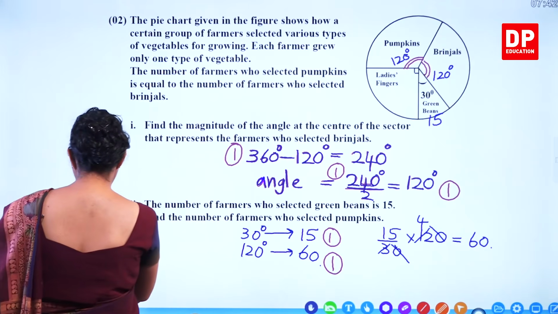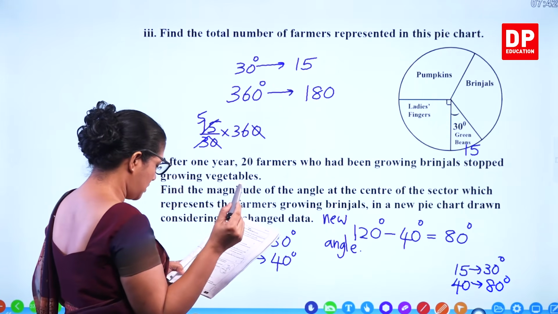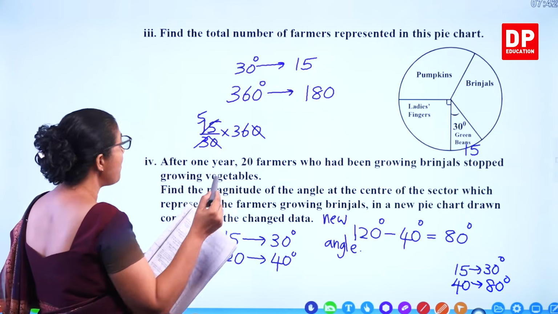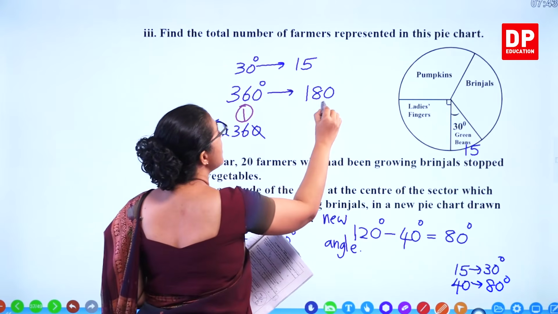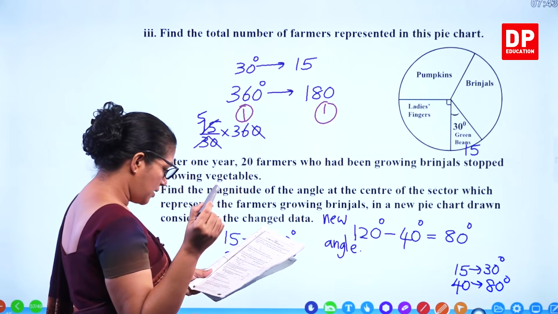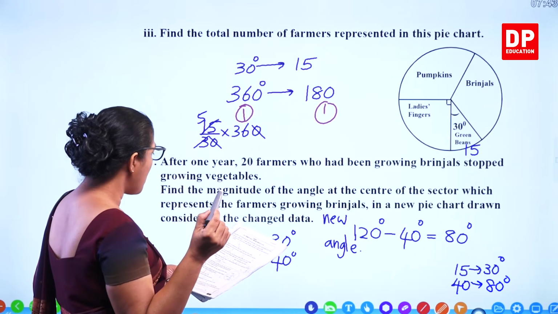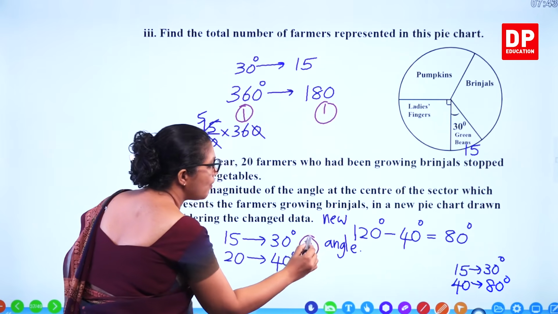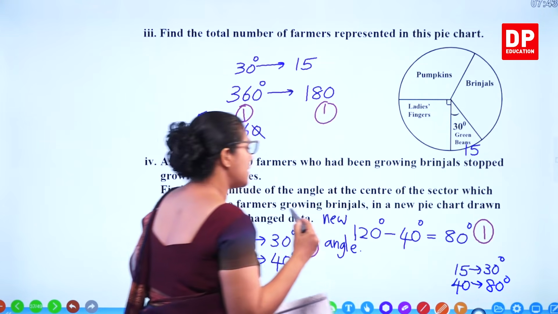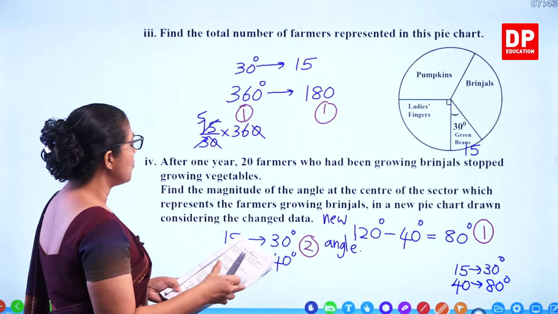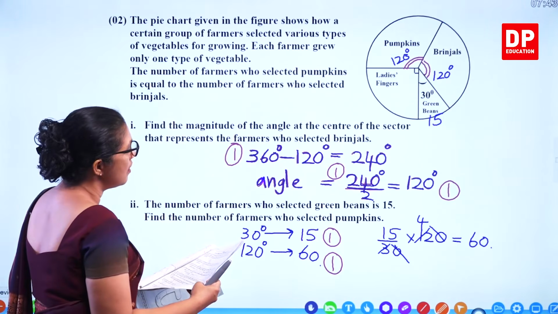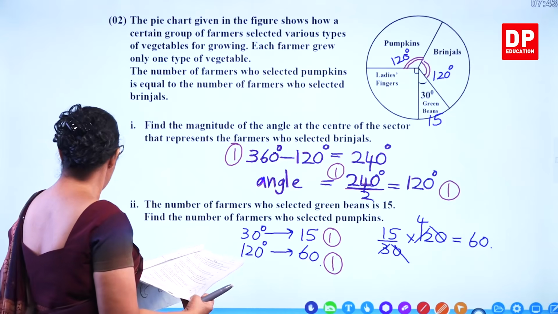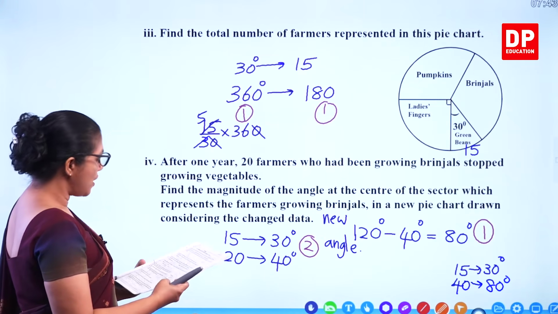And for the third part, you are getting another 2 marks. So the answer is 180. So 1 mark for this method and 1 mark for the answer. And the last one, you get 3 marks. How do you get 3 marks? You get 2 marks for this method and 1 mark for this. So finally, you get 3, 2, that's 5, 5 and 3, 8, and these 2, 10 altogether. So that's question number 2.